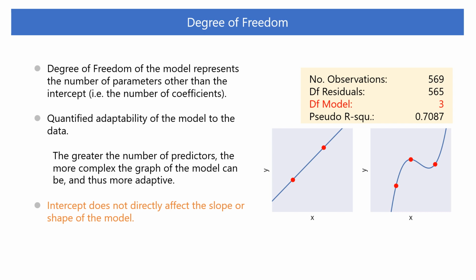The intercept represents the predicted value of the dependent variable when all predictors are 0. The intercept adjusts the position of the model, but does not directly affect the slope or shape of the model. Therefore, the intercept is excluded from the calculation of model degrees of freedom, because only the coefficients of the predictors are relevant to the adaptive capacity of the model.